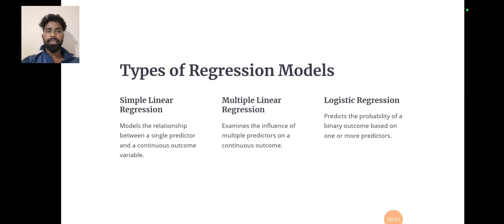Types of regression models. Simple linear regression models the relationship between a single predictor and a continuous outcome variable. Multiple linear regression examines the influence of multiple predictors on a continuous outcome. Logistic regression predicts the probability of a binary outcome based on one or more predictors.